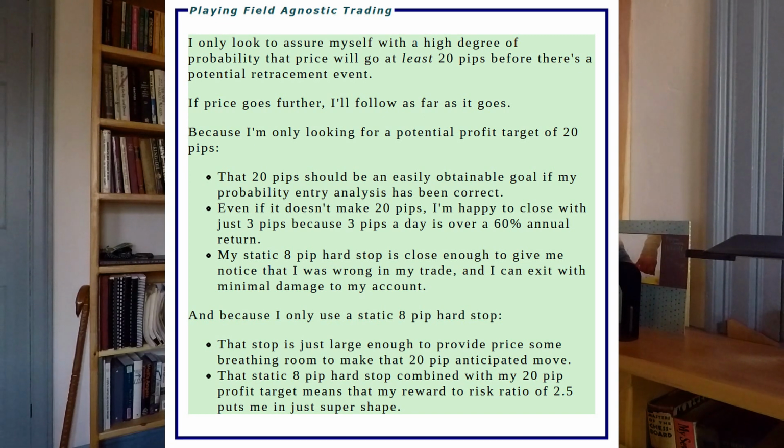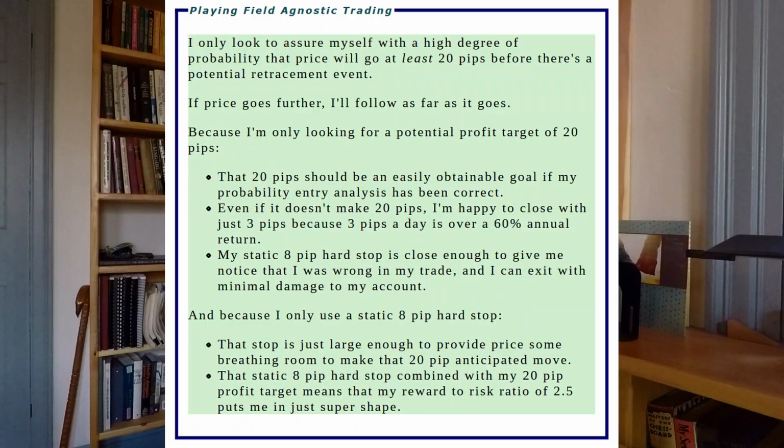Second, even if it doesn't make the 20 pips, I'm happy to close with just 3 pips, because, boys and girls, 3 pips a day, every day, is over a 60% annualized return. Do the math on that. 3 pips on a $1,000 account is $3. $3 a day times 5 days a week. It's $15 a week, $60 a month, $600 in 10 months. That's the 60% return. So you can't sneeze at 3 pips. And 3 pips on a $100,000 account, that's a lot of money. It's only 3 pips, but it's a lot of money.